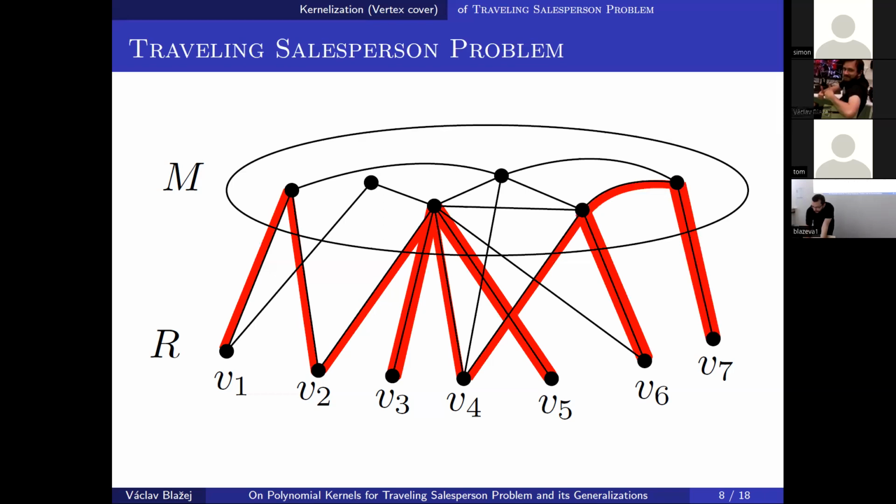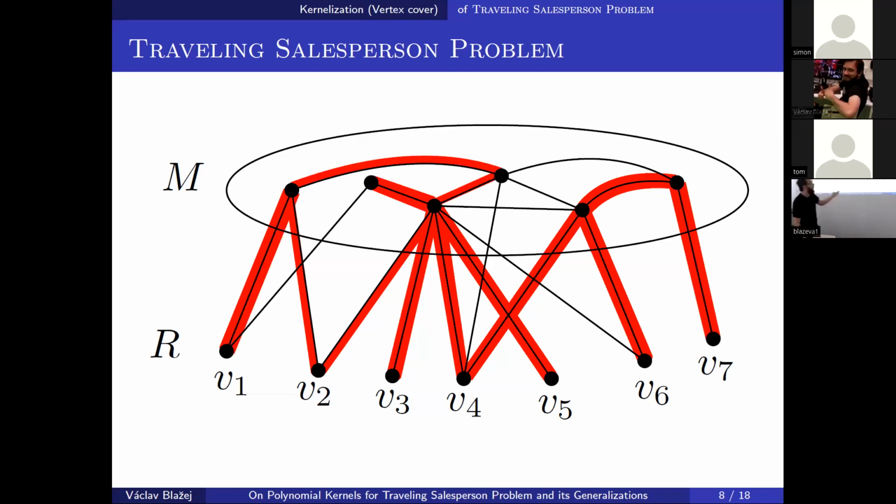And somehow we basically have these two types of vertices: some that you visit by just going there and back, like this one, for example, and some that are connecting two parts of the solution within the vertex cover. Yeah, so this may be the solution part problem, for example.